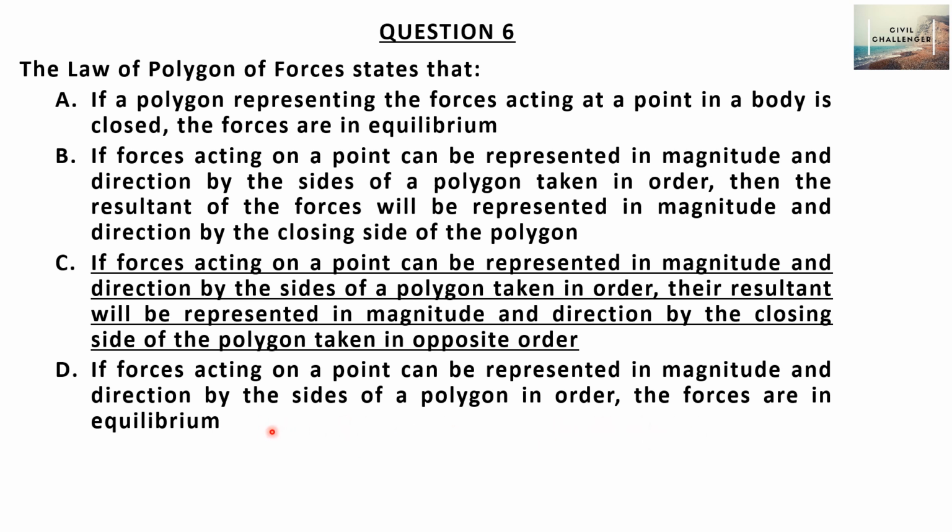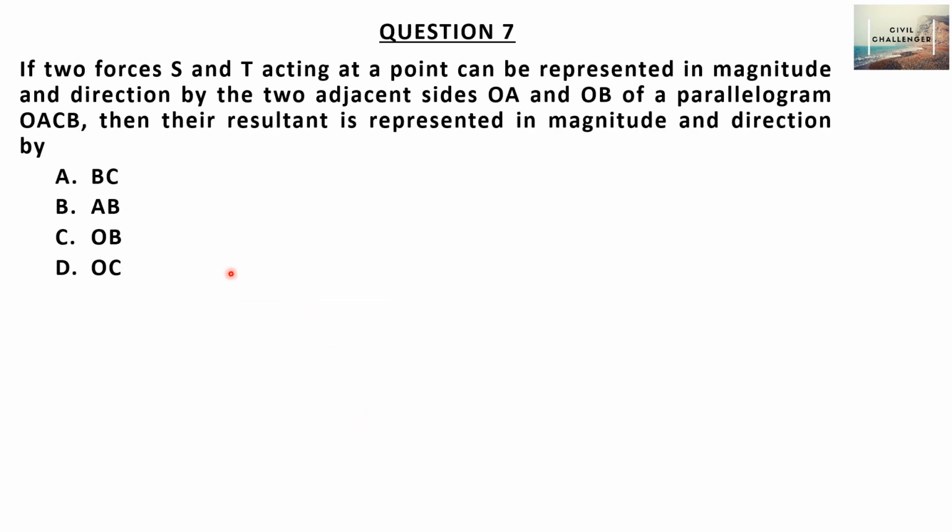Okay, option D is correct only if this polygon is closed. So the next question: if two forces S and T acting at a point can be represented in magnitude and direction by the two adjacent sides OA and OB of a parallelogram OACB, then the resultant is represented in magnitude and direction by option A BC, option B AB, option C OB, option D OC.